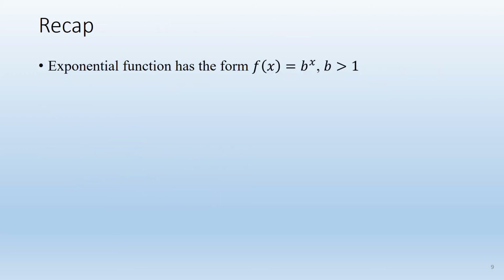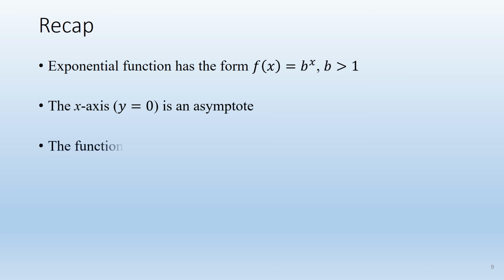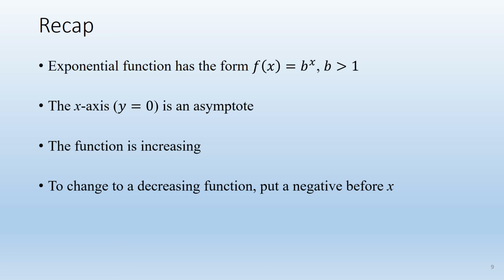So we saw that the exponential function has the form of f of x equals b to the power of x, where the b is bigger than 1. The x-axis is an asymptote to this graph, and the function is increasing. We can change it to a decreasing function by putting a negative before the x. So we'll have f of x is equal to b to the negative x will make it a decreasing function.